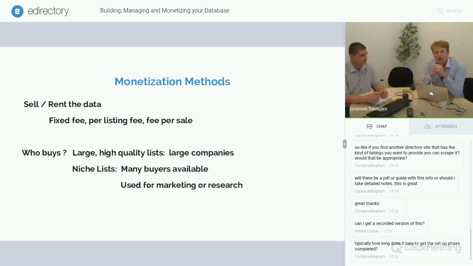Anyway, for the niche list, all sorts of buyers are available. Typically, the database is used for marketing purposes or types of research and development. Somebody's going to ask, do we want to attack this market or not? And if they can buy a data list of who's in the market, who the competitors are, et cetera, it makes a lot of sense for their business.